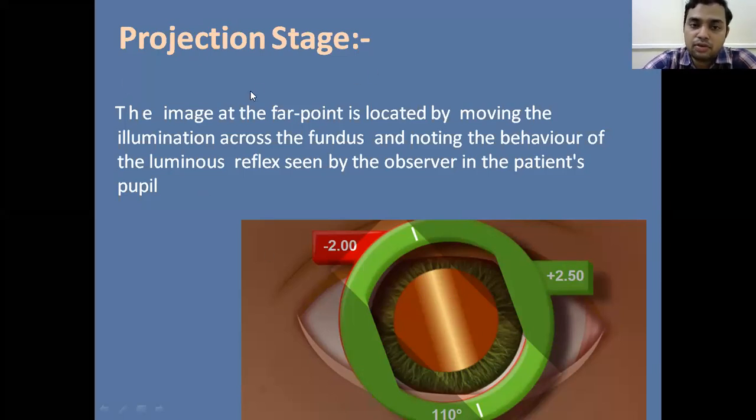In the projection stage, the image at the far point is located by moving the illumination across the fundus. Whatever emerging rays are coming from the retina, with those emerging rays we locate the far point by moving the illumination across the fundus and noting the behavior of the luminous reflex seen by the observer in the patient's pupil. Based on the characteristics of the emerging rays coming from the illuminated retina, we assess the refractive state of the patient. So this is about the projection stage, where we observe the emerging light rays coming from the reflected part of the retina.